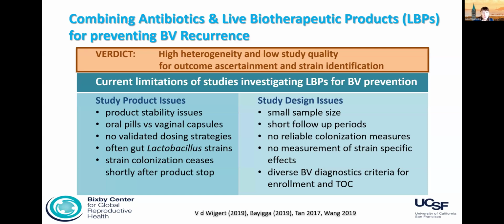The issues were mainly in two buckets: study product issues around stability, administration regimen, and gut strains, and often strain colonization, if it was measured at all, ceased basically shortly after study product. And there were also design issues. Those were often small studies with short follow-up periods that didn't measure colonization, or at least didn't measure it strain-specifically, and also employed a whole array of different diagnostic criteria that were not streamlined at all. So really, we were comparing apples with oranges.